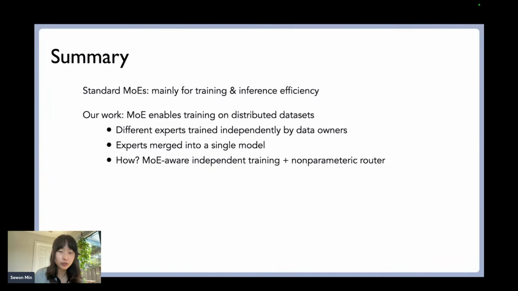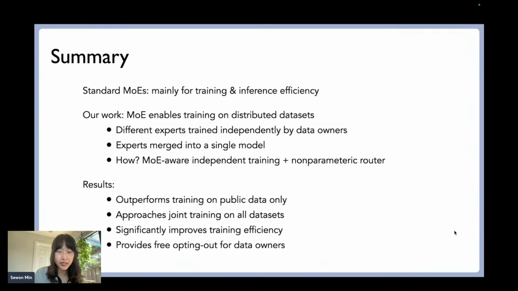I mentioned a few challenges, and the way we address them is MoE-aware independent training, where each model is trained using the public model as an anchor so that they know how to coordinate, as well as the non-parametric router, where we decompose the router into a few vectors that can be trained independently. We also show results where our model can significantly outperform training on public data only, because it makes use of additional datasets that we would not otherwise have been able to use.